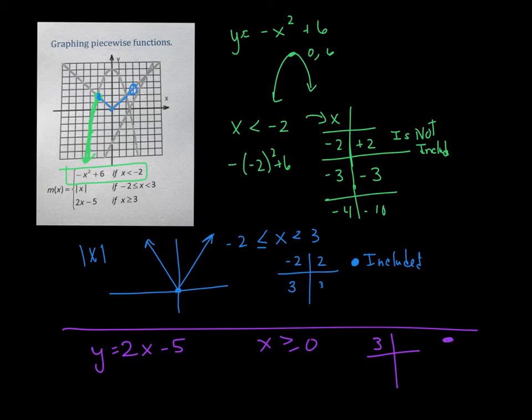If I plug 3 into that piece, I get 2 times 3, 6 minus 5, which gives me a 3, 1. And the next point I want to pick in there is 5, 5. If I plug 5 in, 2 times 5 is 10, 10 minus 5 gives me 5. So then I'm going to come up here and go over to the 1, 2, 3, 4, 5, up. My point will be right there. And that continues going in that direction.